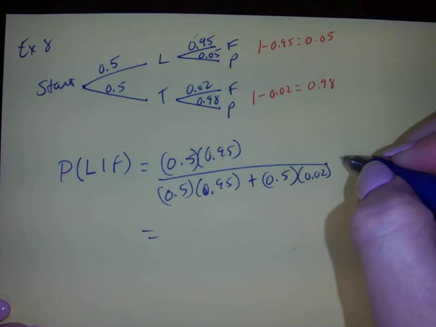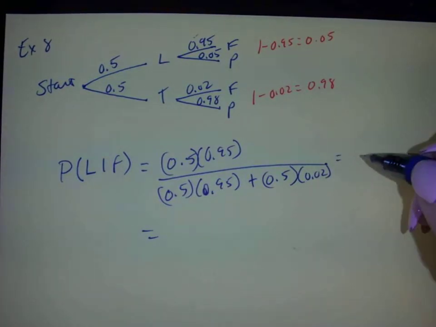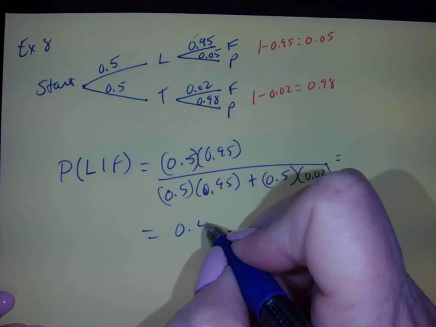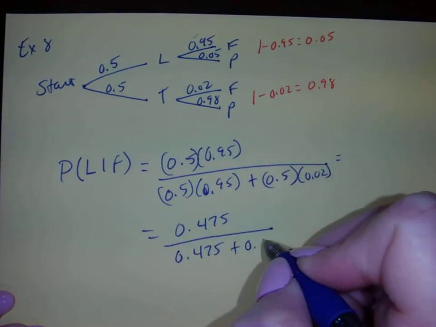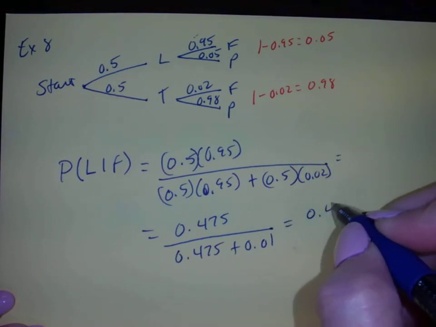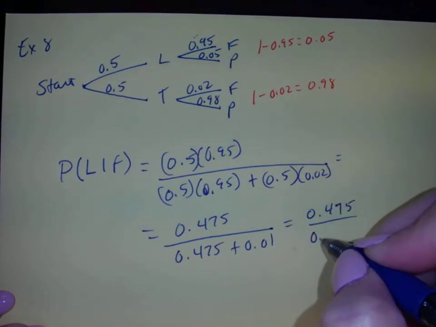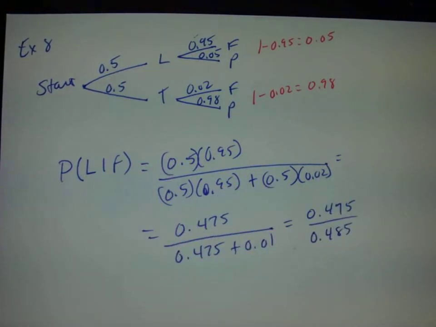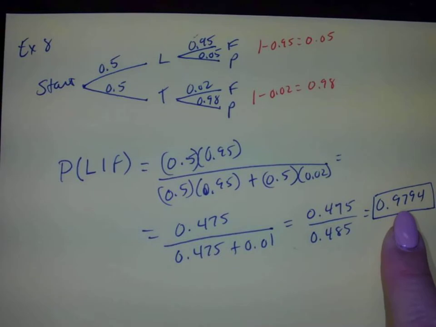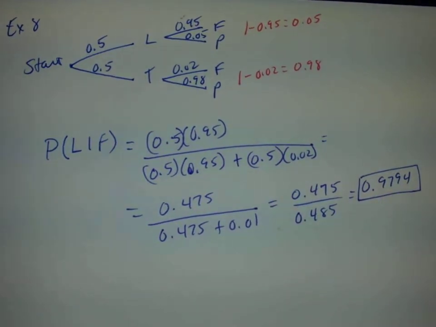All right, so on the top, we get 0.475 divided by 0.475 plus 0.01, which will get us 0.475 over 0.485. And again, those numbers are coming from multiplying here and multiplying there. And when we finally do the division, we'll get 0.9794. So the probability that a randomly chosen subject will have lied, given that they failed the test, is going to be 97.94%. So if you lied, you're pretty much going to fail.